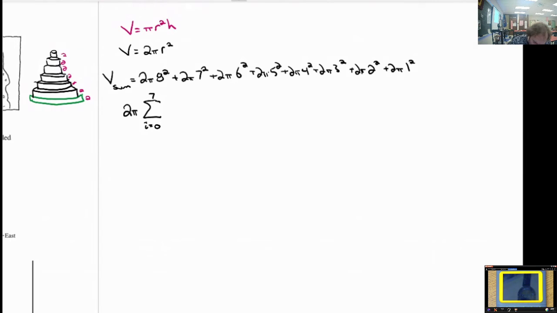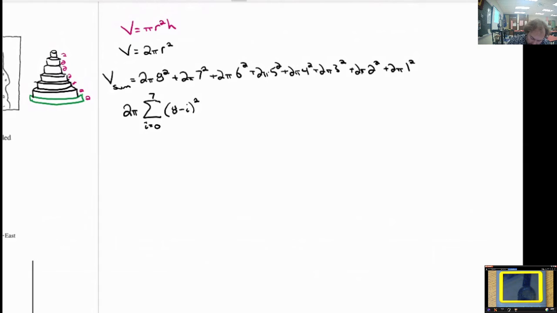And in order to map out from highest to lowest, we would do 8 minus i squared. So that's 2 pi times the radius squared. If you plug in 0, you use 8. If you plug in 1, you use 7. If you plug in 2, you use 6. All the way down to plugging in 7, which uses 1.